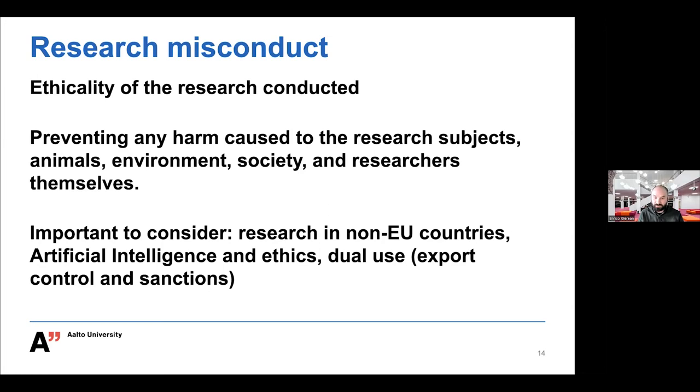It's also nice to notice that there are not just these standard topics of ethics review, but one should also consider when research is carried out in non-EU countries, or, recently, artificial intelligence and ethics, which have been questioned. So Essex University now has a committee on this topic. Also dual use, when a technology, a study, or an idea could be used for military purposes, which leads us to export control as well as sanctions, when there are sanctions with certain countries that forbid collaborations and these other types of export.